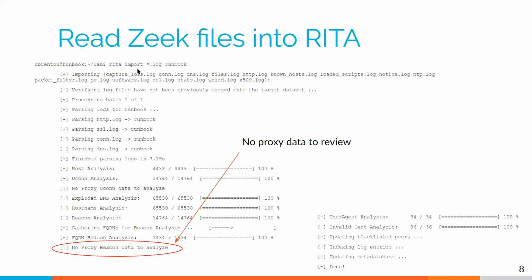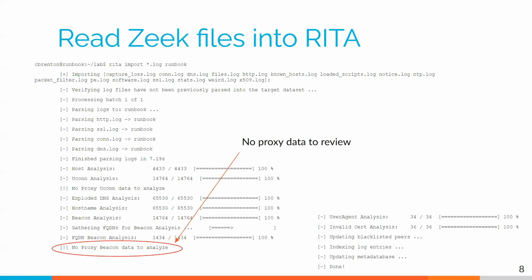So you can, into RITA. So you can see RITA went through and parsed the files. It popped up and said no proxy beacon data to analyze. So we won't be able to hunt for any proxy-based beacons because there's no proxy on this network. However, the process you use is exactly the same as you would for any other type of beacon.